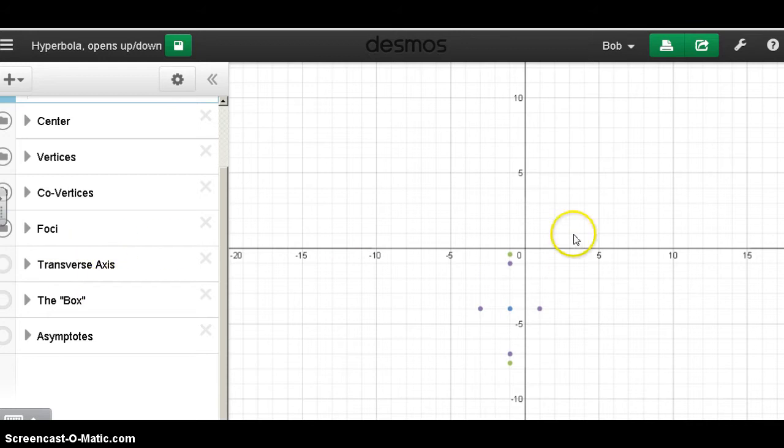Things are starting to take shape a little bit. I can kind of picture where my hyperbola is going to go. It's probably going to go something like this, and it's going to have its other bowl that goes something like this. So it's getting there.